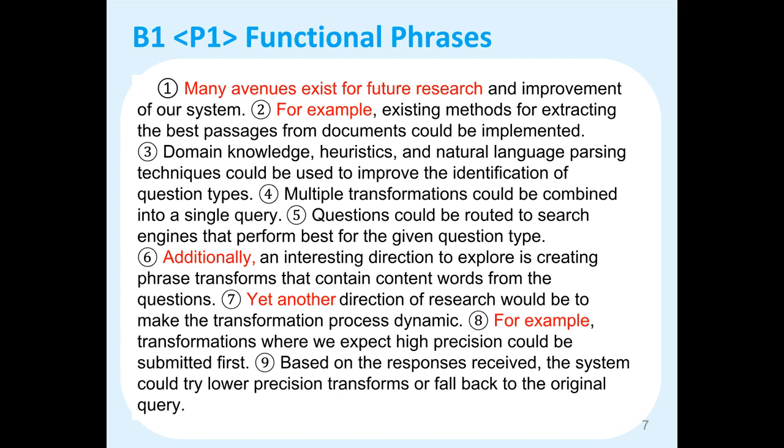To signal a major thematic shift, we use the strong transitional adverb "additionally," found in sentence 6. This introduces the topic of creating phrase transforms. This transition is reinforced by the phrase "yet another direction of research" in sentence 7, which formally introduces the complex dynamic transformation idea. This is an excellent way to elevate the tone and importance of the subtopic. Finally, the reintroduction of "for example," seen in sentence 8, ensures that the abstract idea of a dynamic process is immediately grounded in practical, conditional application, thereby completing the hierarchical structure of the paragraph.